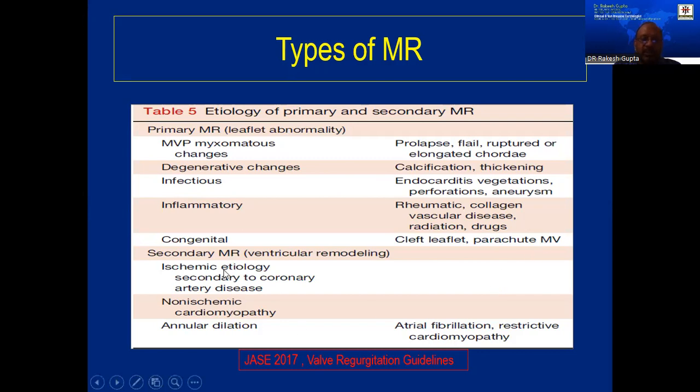Secondary, all of us know, is not because of the leaflet per se. It is because of ventricular remodeling. And what is that ventricular remodeling? Any kind of cardiomyopathy, whether dilated, ischemic or non-ischemic. And if your LV is dilated, which could be from atrial fibrillation or other pathologies, even annular dilatation can lead to secondary mitral regurgitation.